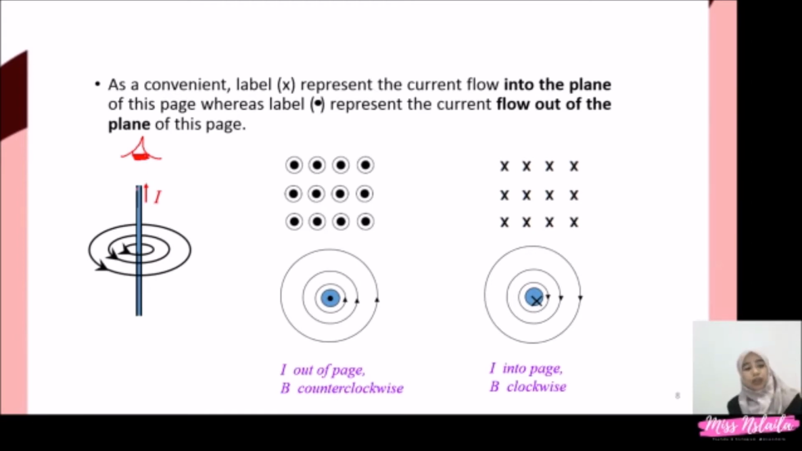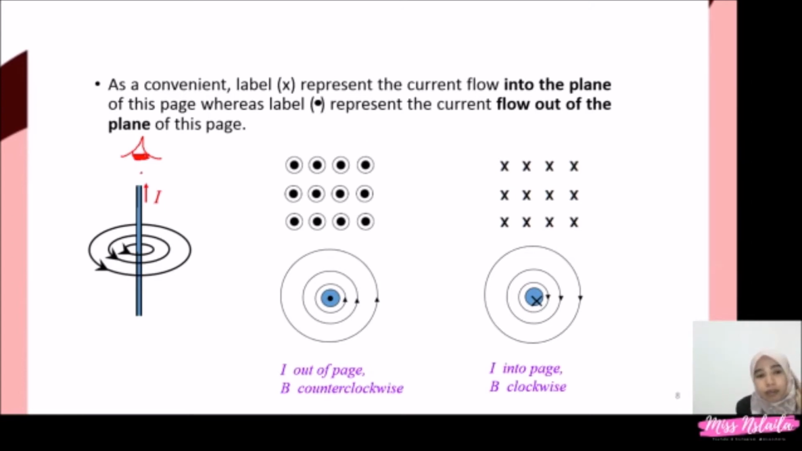Or you can also take an example of a paper. Imagine there is a paper placed on a table, and a conducting wire placed on top of the paper. Looking from above, it means the current is out of the page. Or if the current is into the page, the direction of current goes into the paper. So why do we need to use these 2 symbols? Because it's much easier for us to determine the direction of magnetic field.